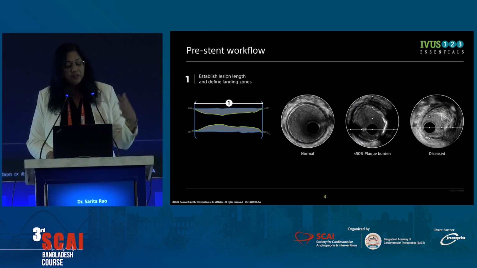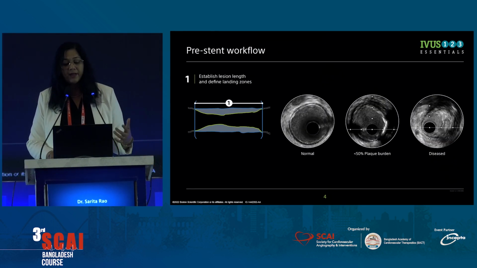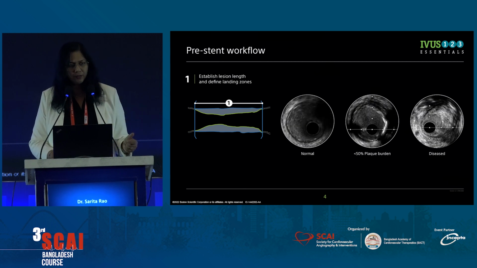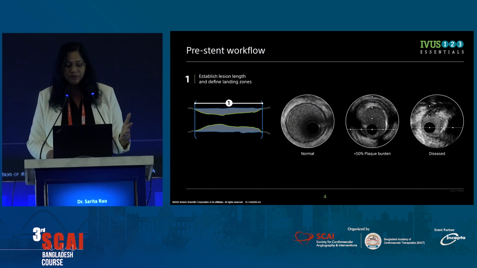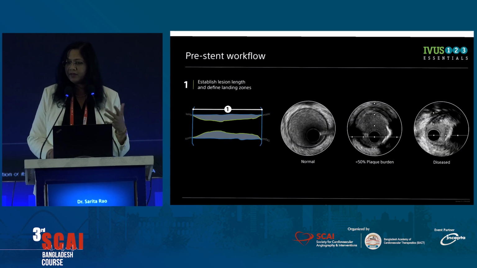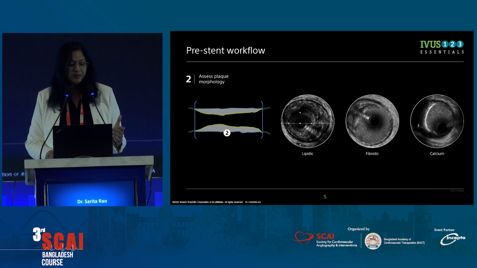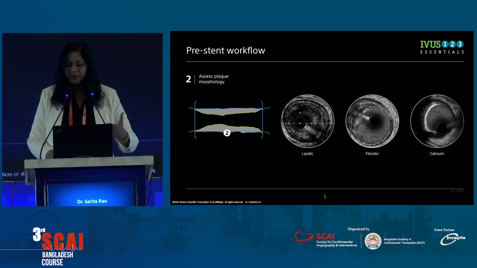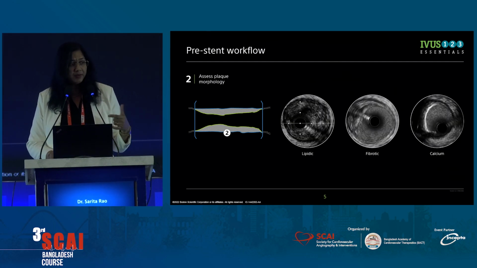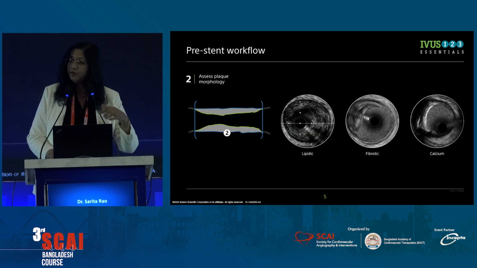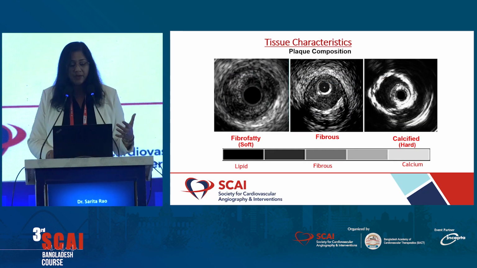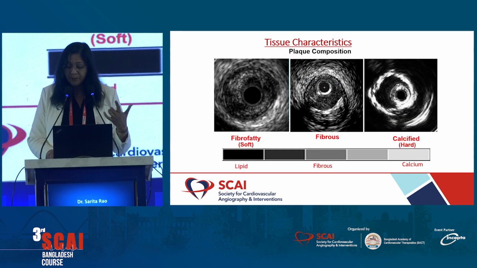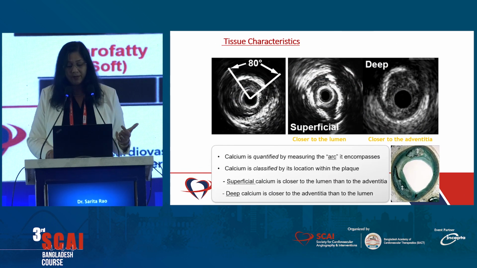So first, the pre-stent workflow: establish the lesion length and define a healthy landing zone. So you would want to look at a zone which is either totally healthy, or a zone which has less than 50% plaque burden. Next, you would assess the morphology. And if you saw fibrotic tissue, you might think of using a cutting balloon. And if you saw calcification and your score was high, you would think of some kind of atherectomy. So that's important, and IVUS can really pick up the calcified ring very well.